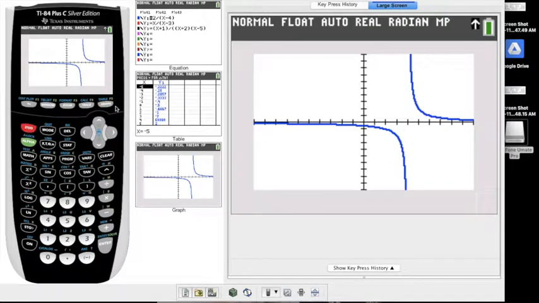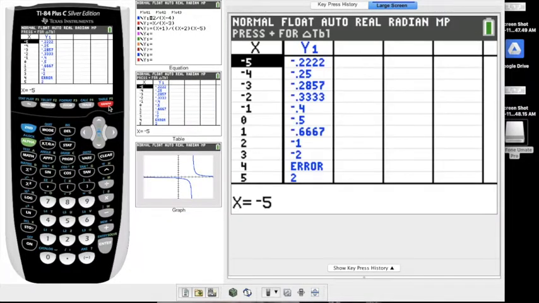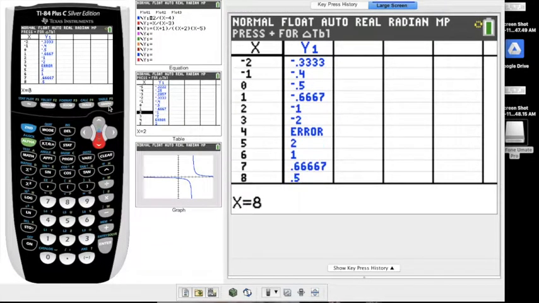If you're wanting to look at the table, you hit second graph, and then you can look at all of those different values. A lot of them will be decimals. Sometimes there's a couple of clean ones around here, so I guess those would be some nice ones to plot.